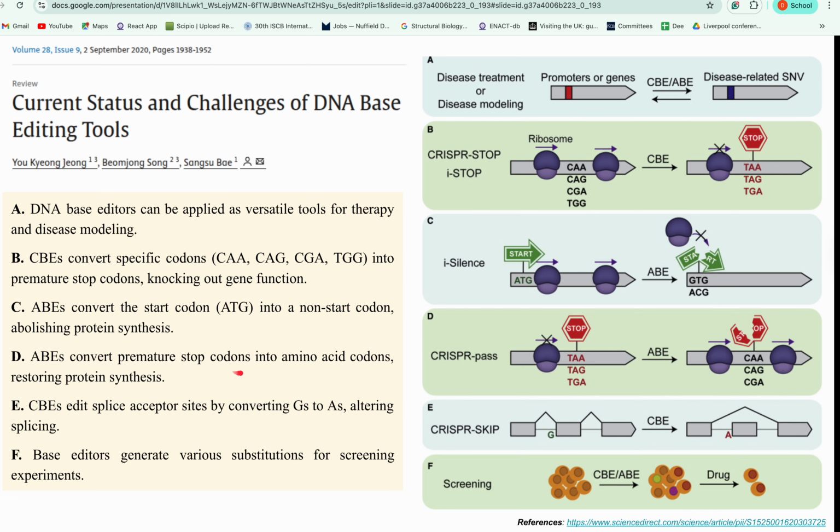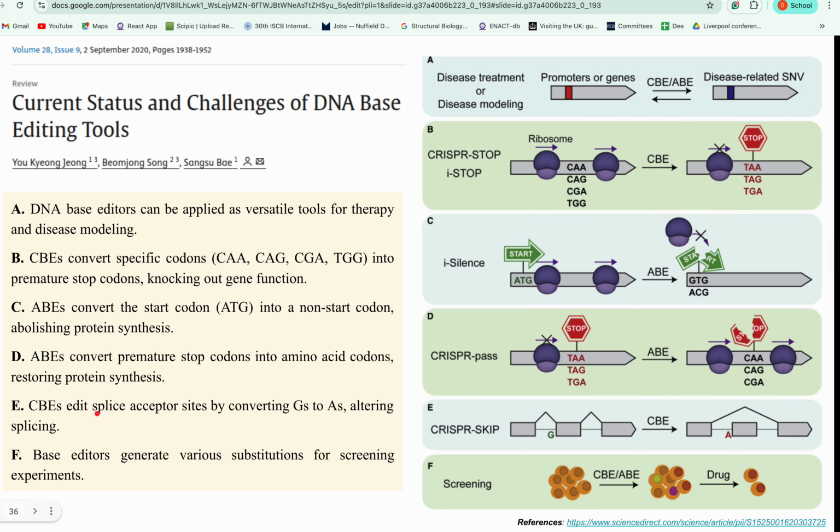Similarly, it can also convert premature stop codons into amino acid codons. For example, previously I have TAA, so I can change this A and convert it into something else. They have changed it to CAA. Now CAA is not a stop codon, so the protein will continue to be synthesized. So we can restore the protein synthesis which was previously stopped here.